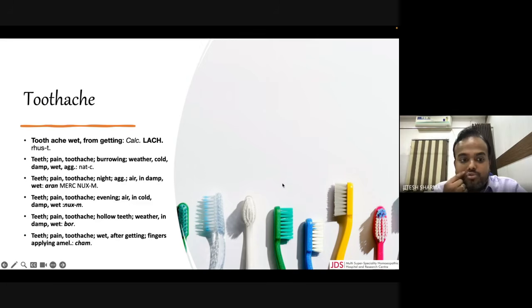Toothache. Interestingly, majorly people with a hollow tooth have their pain aggravated in damp weather. Think of the remedy, the only remedy, that is Borax. Yes, hollow. There is a rubric also, toothache, hollow teeth in damp weather. Borax is a single remedy. Next, tooth pain in the evening in the cold air, wind, during damp weather, that is Nux moschata. And after getting wet, only Calcarea, Lachesis and Rhus tox.